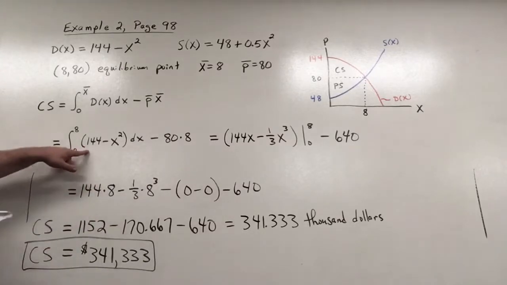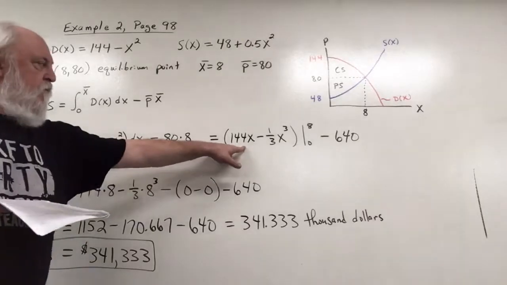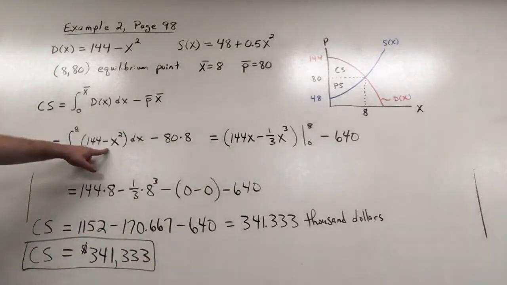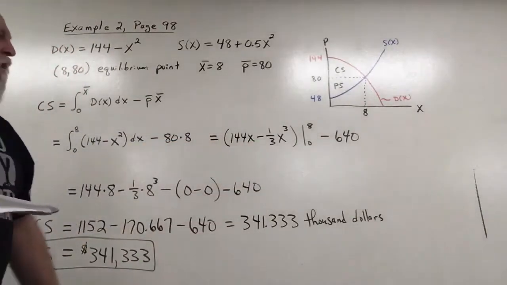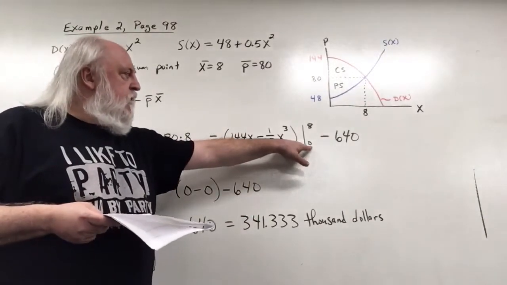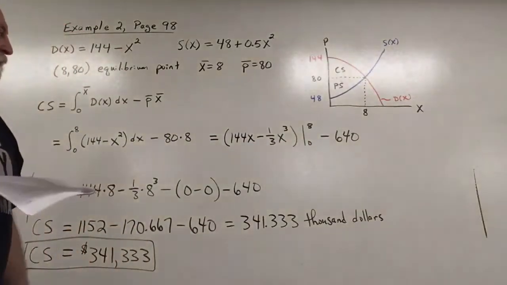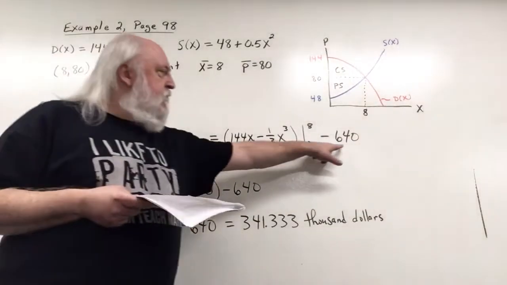Well, the antiderivative of 144 is 144x. The antiderivative of minus x squared is minus 1/3 x cubed. The limits of integration are x equals 0 and x equals 8. And the product of 80 times 8 is 640.